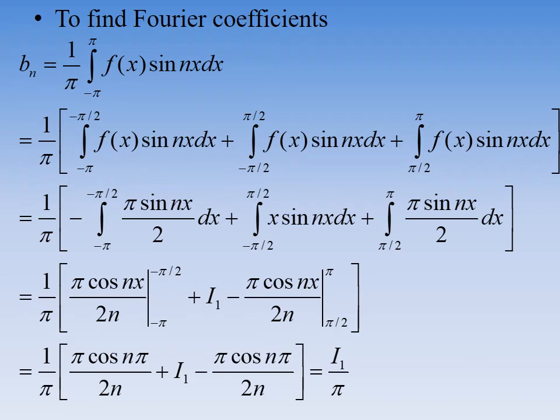Now you have to find b n. So b n is 1 by pi integral from minus pi to pi f of x sin nx dx. Here also we are splitting the integral into 3 parts, substituting f of x and integrating. And here I have taken I1 as the integral from minus pi by 2 to pi by 2 of x sin nx dx. For all other cases, it is pi cos nx by 2n, substituting the limit.